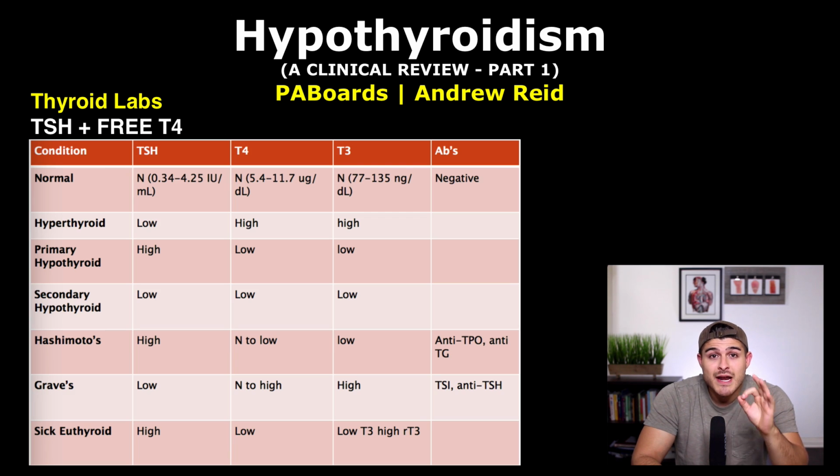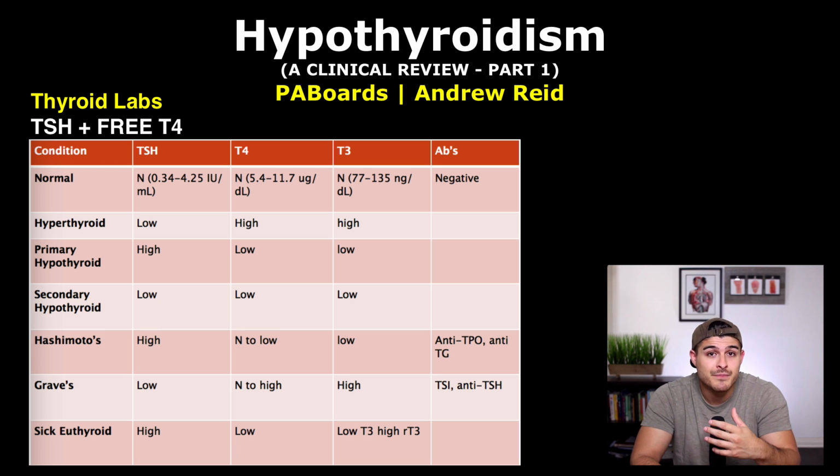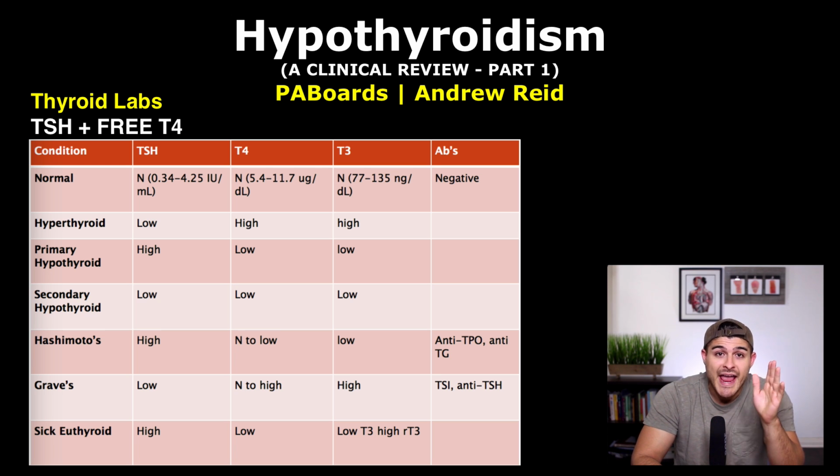It's very important not to order T3 because early on in the disease process, there's going to be an increased conversion from T4 to T3 in an attempt to maintain normal T3 levels. This is a compensatory mechanism that happens within the body, right? So we have an increased conversion of T4 to T3.